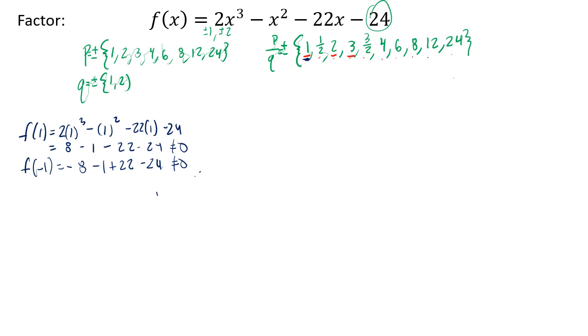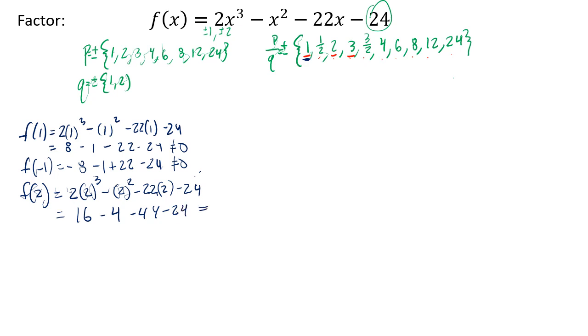Okay, we can try f of 2. So f of 2 would be 2 times 2 cubed minus 2 squared minus 22 times 2 minus 24. This would be 2 cubed is 8, so we have 16 minus 4 minus 44. Oh, this is a negative number. This doesn't quite work. This is not equal to 0, so it's not 1. It's not positive 2. We can try f of negative 2.